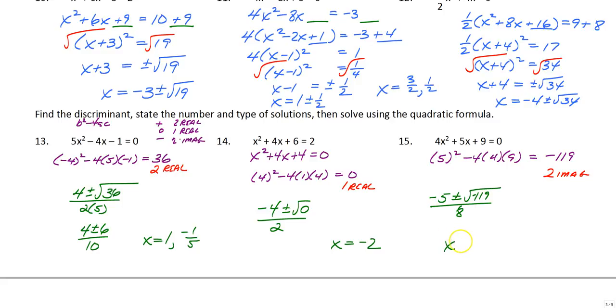So our answer is x is equal to negative 5 over 8 plus or minus i root 119 all over 8. Now I split that apart because, remember, I've mentioned before, sometimes these can be simplified or reduced and you want to do that. So if you would have left it as negative 5 plus or minus i root 119 all over 8, you would be correct. But if you split it, you will see when things can be reduced a little bit easier.